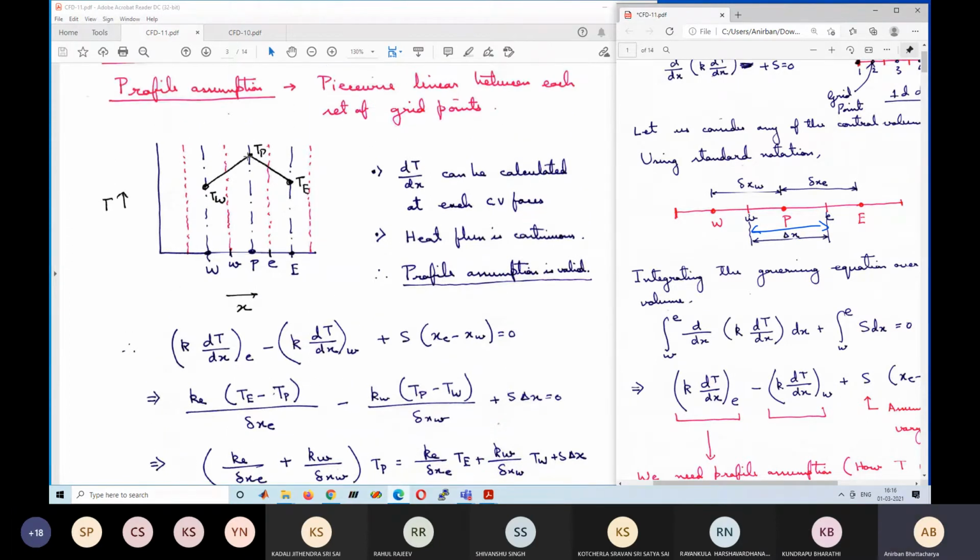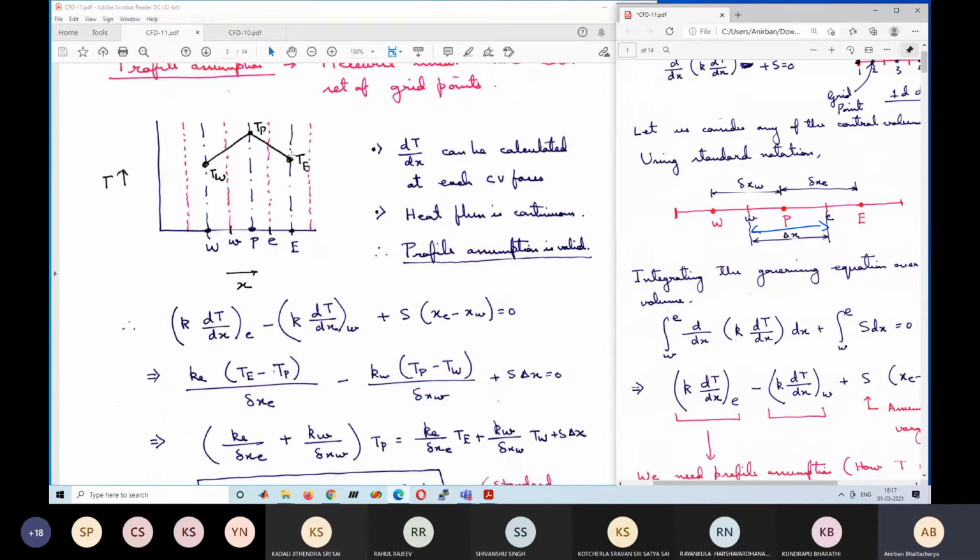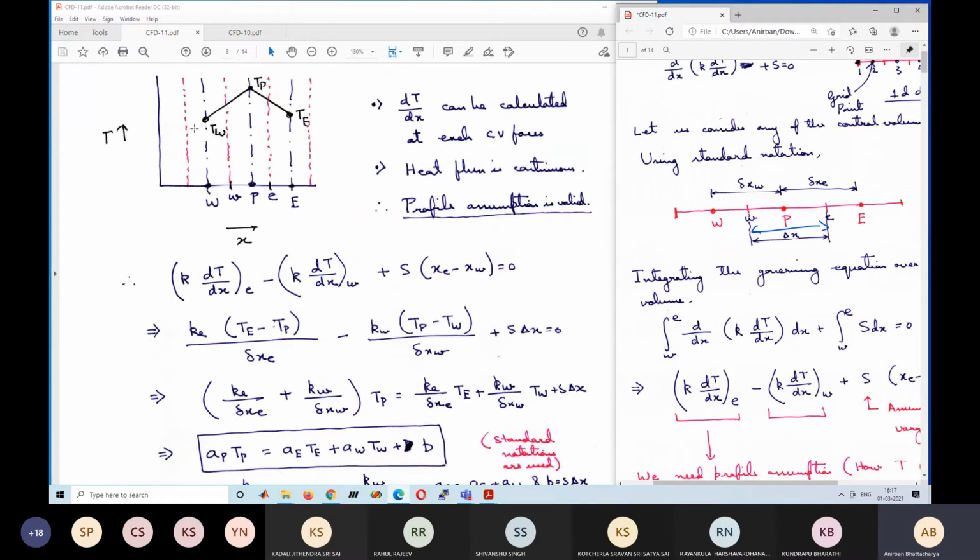It is important to note here that this is not the only profile variation which is acceptable. We can have even more complicated, like quadratic or cubic profile variation, assuming that the heat flux remains constant and we can calculate dT/dx at these interfaces. Other profile assumptions are also valid and will give the same solution. Only the rate of convergence will be different. Okay. But because this is working, let us assume this as the simplest assumption.